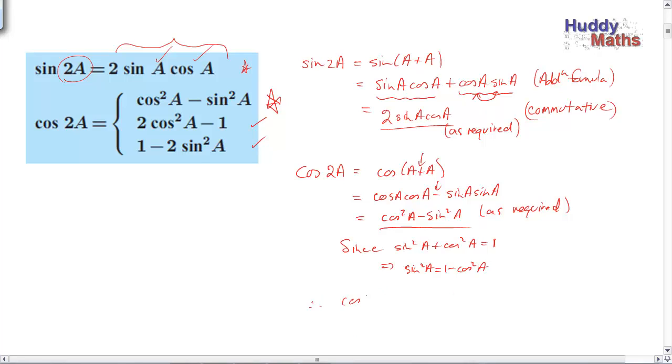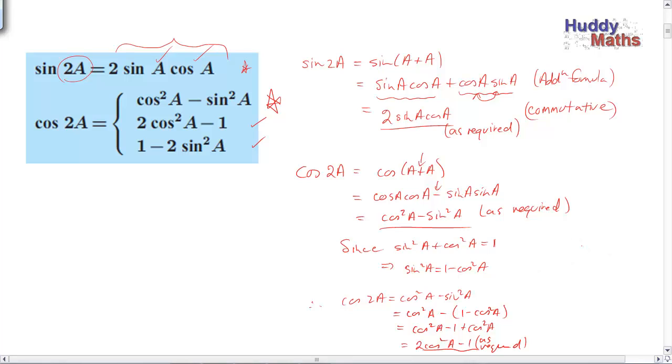Therefore, cos 2A will equal cos squared A take sine squared A, which will be 1 take, we're replacing sine squared, so let's just rub that out here. So here we go. It'll be cos squared A take 1 take cos squared A, which is cos squared A take 1 plus cos squared A, which is 2 cos squared A take 1, as required.